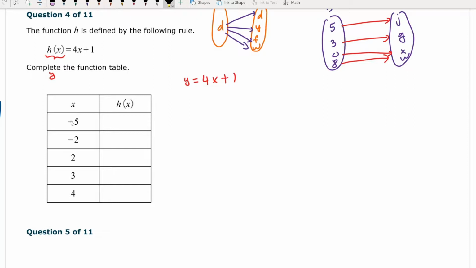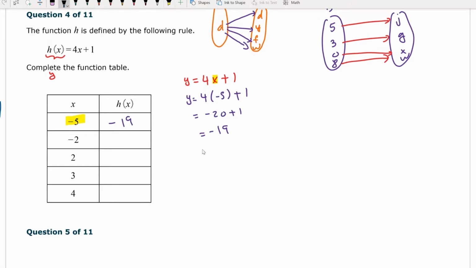Okay, and then they ask you to plug in -5 in place of x and solve for y, or find the corresponding y. 4 times -5 plus 1, 4 times -5 is -20, plus 1 is -19. Opposite sign, you subtract. Then we do the same.